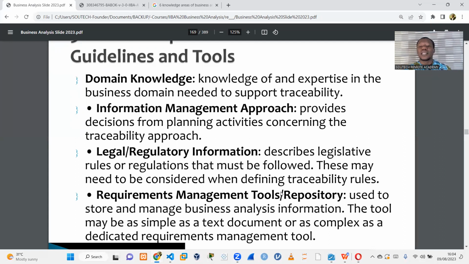It takes a lot of domain knowledge, then, of course, an information management approach. You need to know how to manage information and provide decisions. Then legal and regulatory information. I've done projects where, from the onset, I'm already telling the clients what regulatory risks they have for the project, whether they should even go ahead or shouldn't.